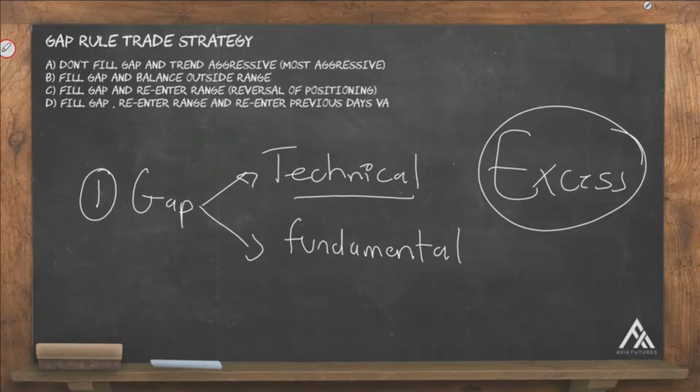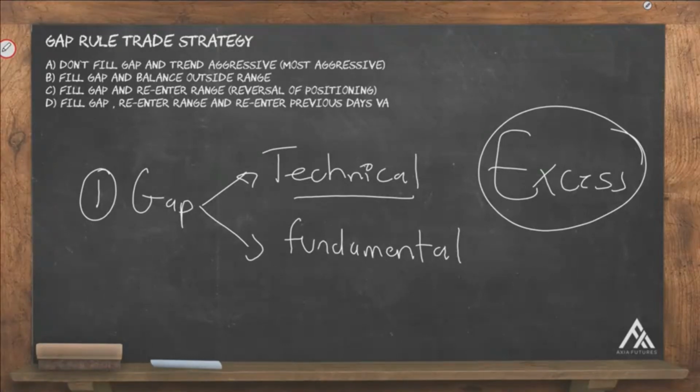Second, is it a fundamental gap? In other words, have we received some form of information overnight, something from maybe a central bank, or maybe there's some huge political news out? Is there a fundamental reason that price needs to very aggressively shift? So that's the first thing we need to interpret.